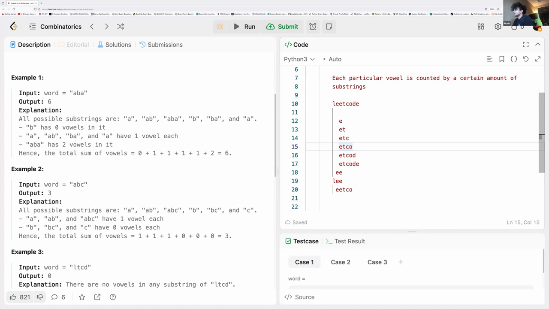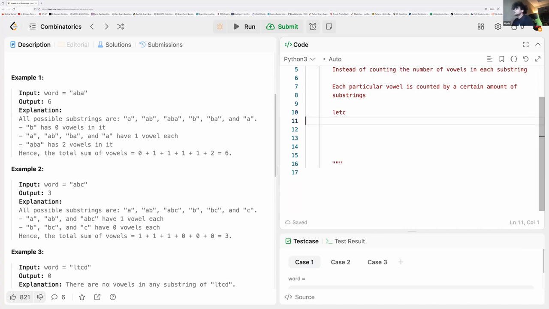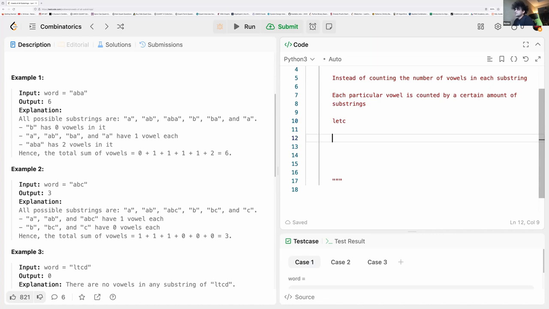Yeah, maybe I'll make this test case a little bit smaller. Okay, let's just make it LETC. All right, so E is the only vowel, so that's the only one which you have to worry about. So we can have the leftmost endpoint be this L, and then we'd have LE, we'd have LET, we'd have LETC.